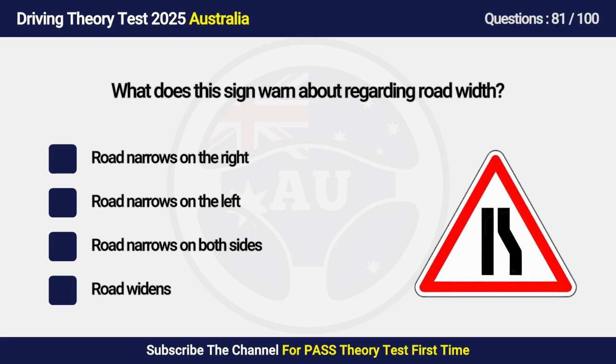A. Road narrows on the right. B. Road narrows on the left. C. Road narrows on both sides. D. Road widens.